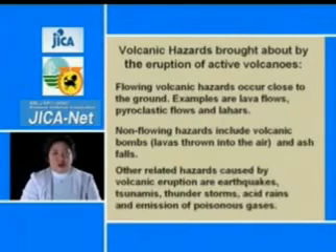The two types are flowing volcanic hazards that occur close to the ground, and examples of these are lava flows, pyroclastic flows, and lahars. The other one is the non-flowing volcanic hazards that include volcanic bombs or lavas thrown out into the air and ash falls. Other related hazards caused by volcanic eruptions are earthquakes, tsunamis, thunderstorms, acid rains, and emission of poisonous gases.